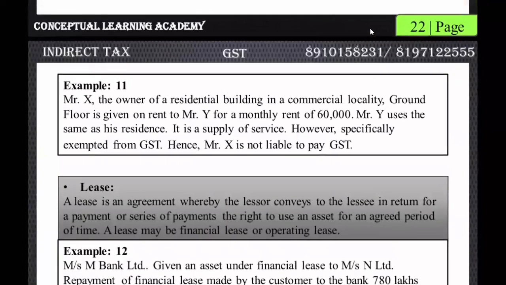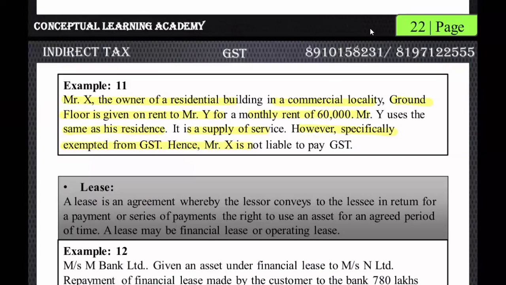Okay. Another example. Mr. X, the owner of a residential building in a commercial locality, gives the ground floor on rent to Mr. Y for a monthly rent of 60,000. Mr. Y uses it the same as his residence. It is a supply of service, however specifically exempted for GST.